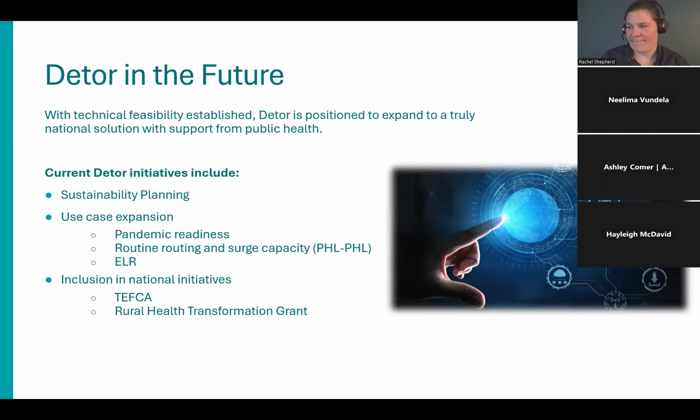There is a question in the chat that asks, would ELR include CDC reporting to programs such as FLIP, LRN, ARLN, etc.? Thank you for reading that. I think that's definitely up for discussion. It could. I think right now the sooner capability would probably be the PHL to PHL or state reporting. But ultimately, I think this would be ideal for exactly that.